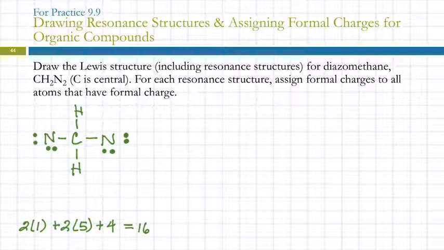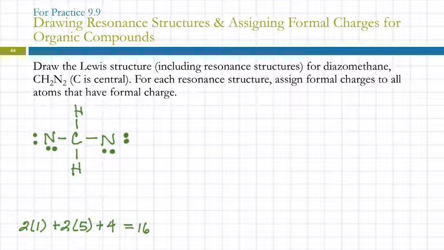Make a double bond. Who can I make a double bond with? If I took a lone pair from this nitrogen and did a double bond with carbon, the carbon would have too many electrons. So that's not going to work. And this is the same issue. This isn't going to work.